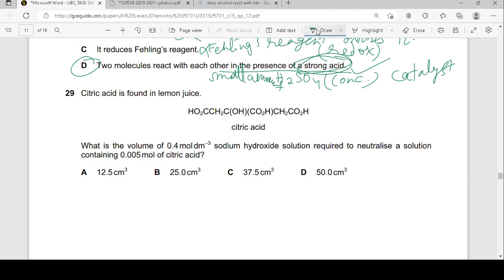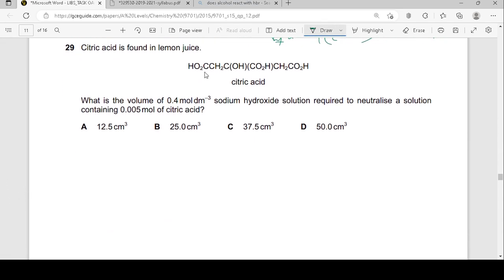Okay, and citric acid is found in lemon juice. What is that? I'm going to draw it out. 1, 2, 3, 4, 5. And then this one has a COOH, and on the other end as well, it has a COOH. Then OH, and then C, and then CH2, COH, and then this one has a COOH again. And then we have CH2COOH. That is citric acid, it's just a symmetrical thing.